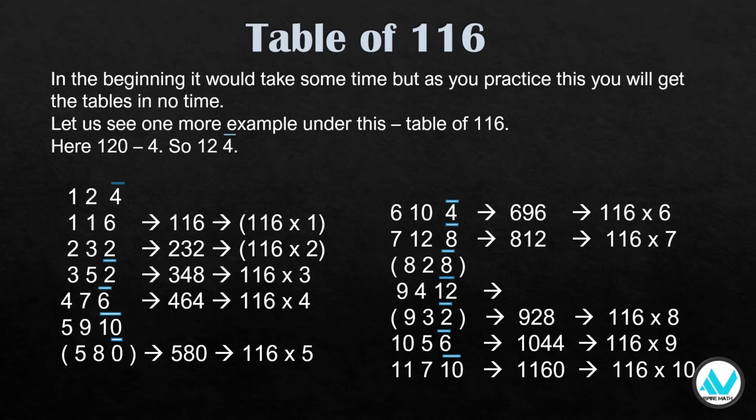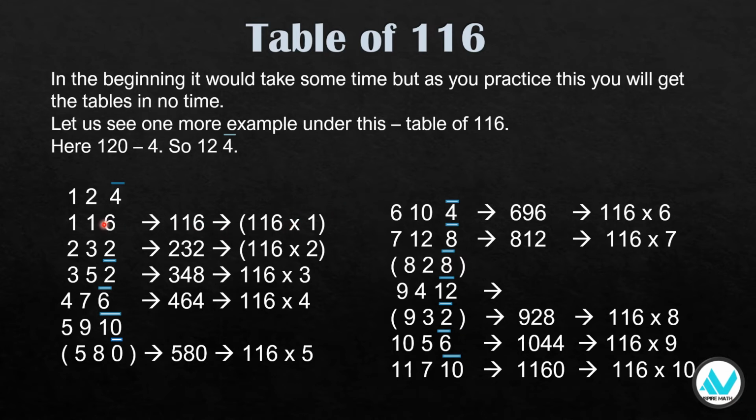Now let us find the table of 116. Here in the beginning this might be a bit tedious, but as you work it out it becomes much easier. Now 116 is closer to 120. So let me write that as 120 minus 4, which gives me 120 bar 4. Below that let me write the usual table, that is 116. Now that gives me 116 ones are 116.